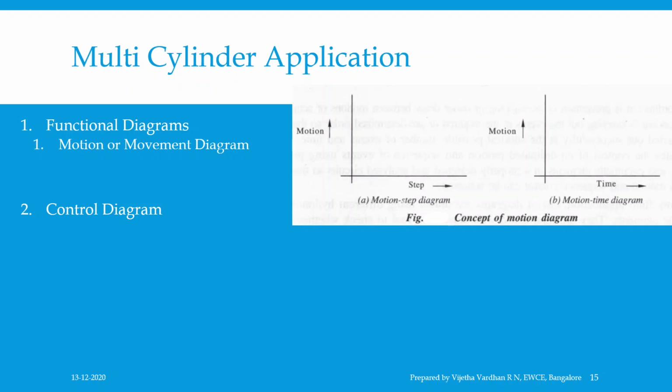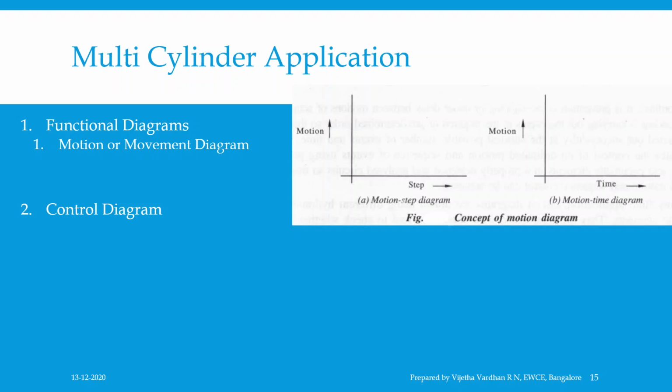A step is a change in a condition or position of a component. For example, extension of a cylinder is a step, retraction of a cylinder is another step, and also if the cylinder remains in the extended position, that is also a step. Here the cylinder is a component or working element.